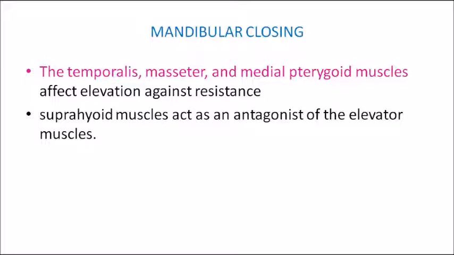Now the suprahyoid muscles act as an antagonist to these elevator muscles. So the muscles associated with mandibular closing are your temporalis, masseter and medial pterygoid. Suprahyoid muscles act as antagonists, or rather they oppose the action of these elevator muscles.